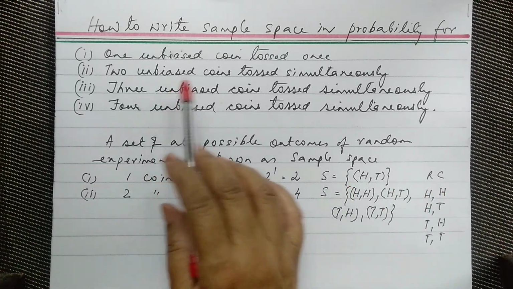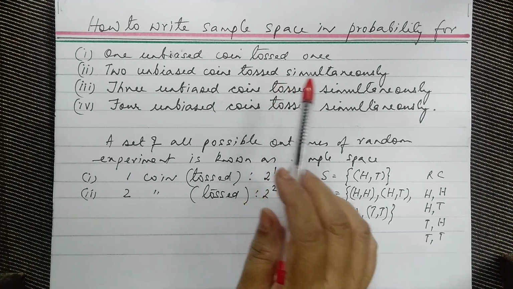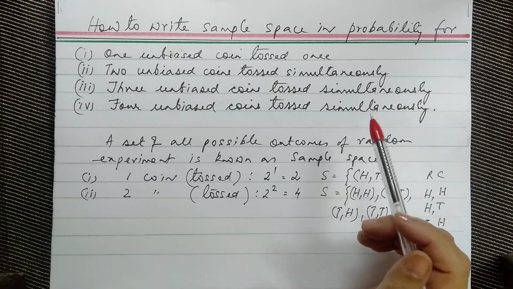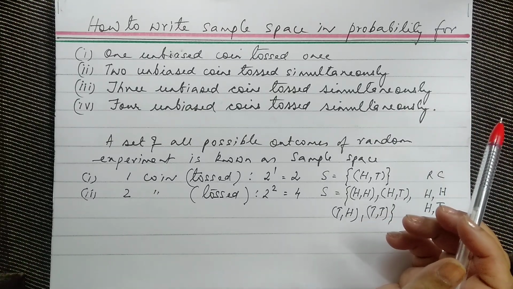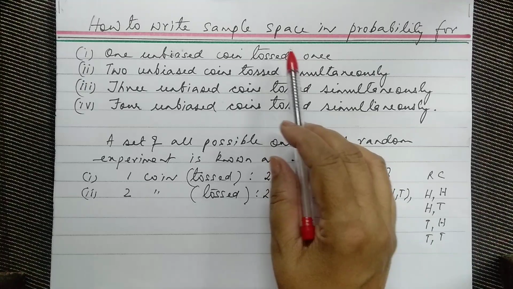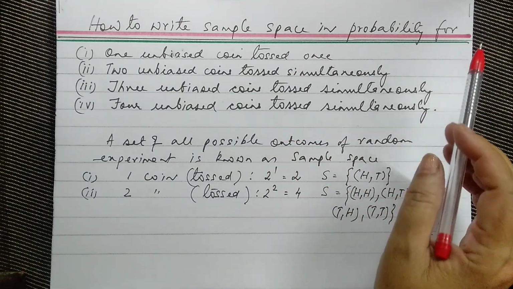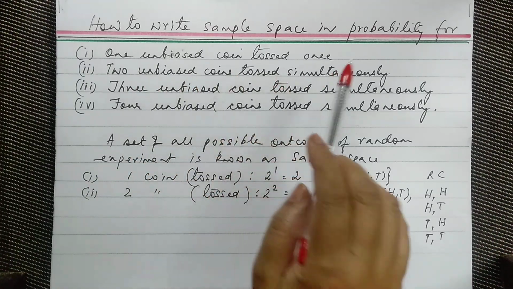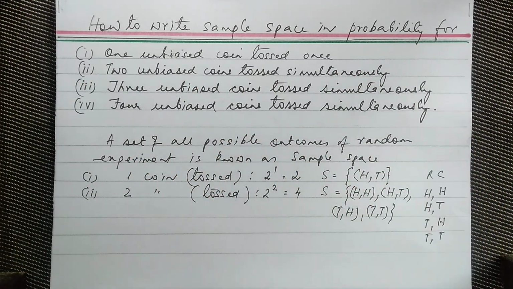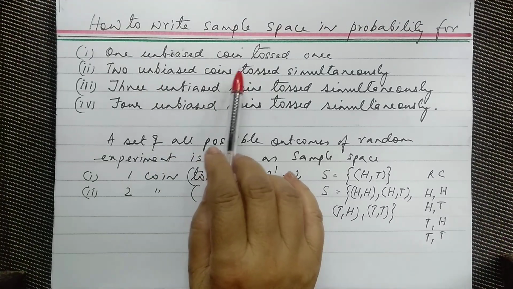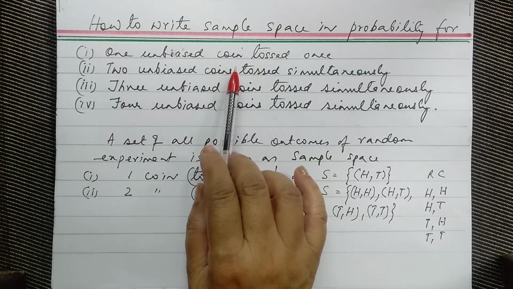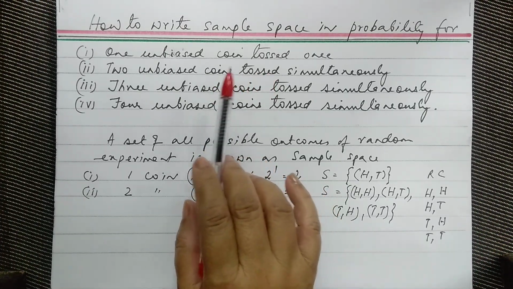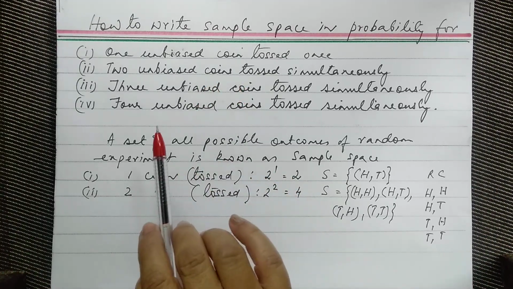For example, if we toss a coin, we obviously get two most likely outcomes, either a head or a tail, isn't it? So how do we write the sample space in probability? Let's start with the first one: one unbiased coin tossed one time. When you toss a coin it has two outcomes, either a head or a tail. It can't bring both together. Either it will bring head or tail, am I right?